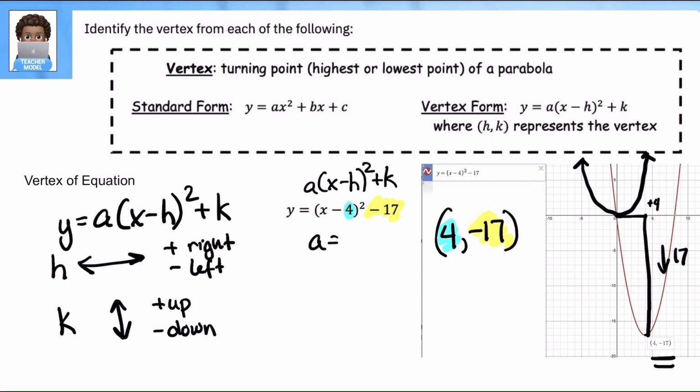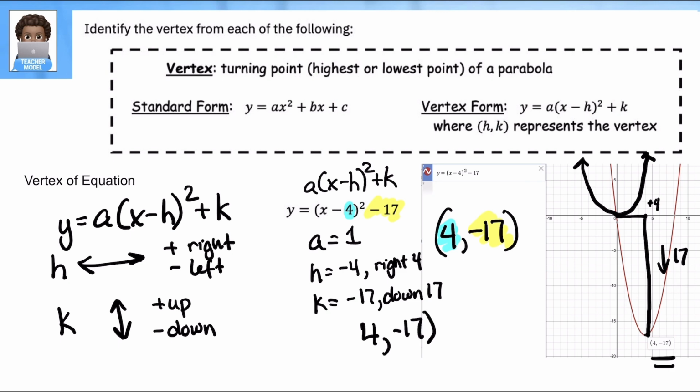And you're going to identify the a, in this case just 1, our h, and this is how I cognitively think about it. I see a negative 4, so that means I'm going to go right 4. So I have to write that down to myself so I know what that coordinate is going to be. And here's our k, it's just negative 17, so again I'm going down 17, and that's what helps me write down my coordinates. All right, hit pause and jot this down into your notes.